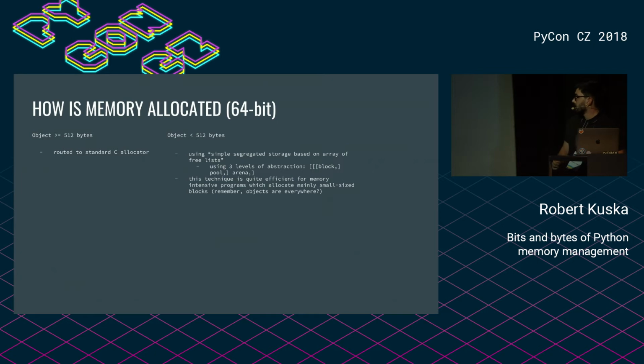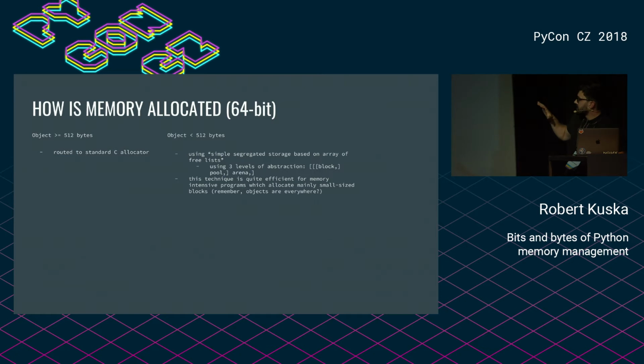So how is memory actually allocated? Well, objects in Python are divided in two main types. These are objects which are equal or greater than 512 bytes, or smaller than 512 bytes. The greater objects are managed by the malloc, which is not malloc in Windows. Windows has a different manager for memory, but it doesn't matter. And what are we going to actually talk about? Because the greater objects, that's very boring stuff. We're going to talk about the smaller objects, because most of the objects in Python are the small objects.